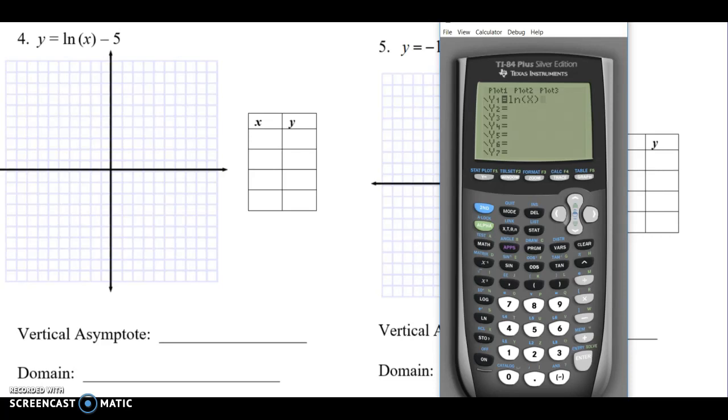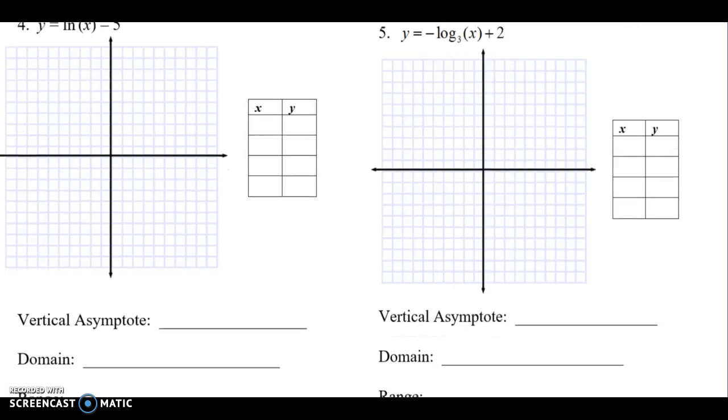So did it move left or right at all? No. But there's a -5 out back. So what should this do? Down 5. Does it? Yes. It was kind of centered around the x-axis, and now you can see that that arc has moved down. So you can go ahead and do the table if you want.